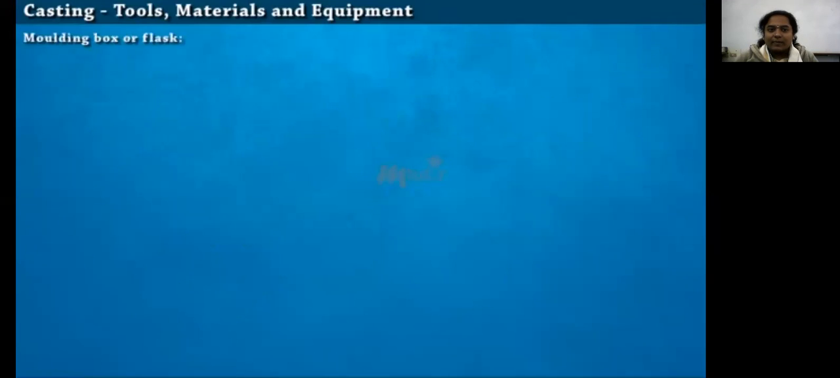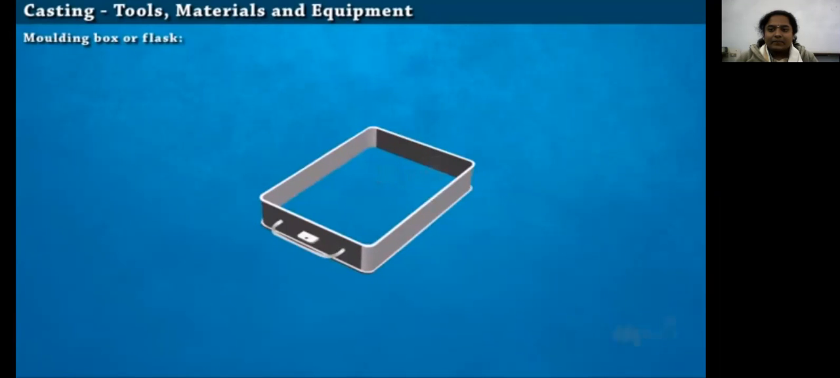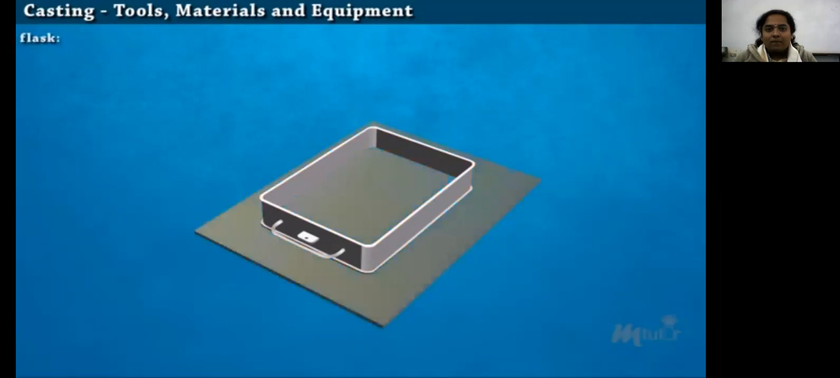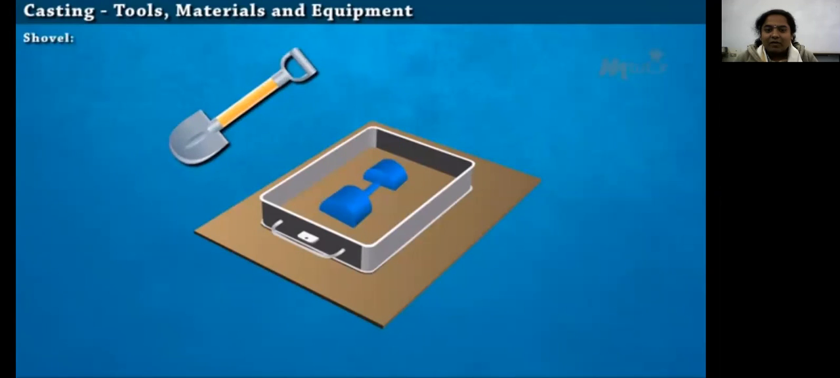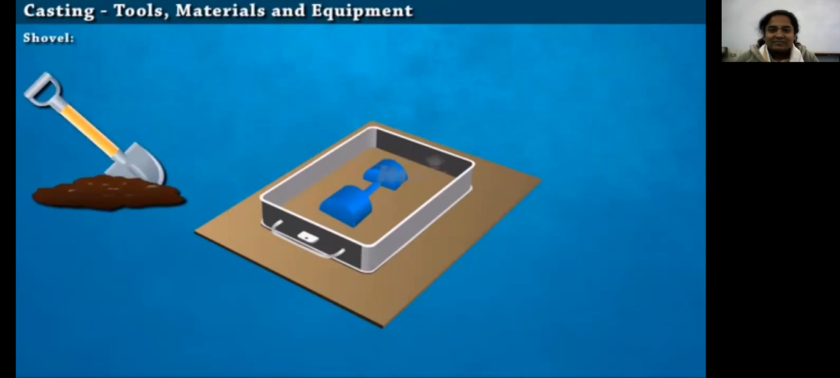Molding box or flask, box that holds the molding sand. It is open at the top and the bottom. Pattern. It is the replica of the object to be made by the casting process. Shovel. It is used for mixing the molding sand and used for moving it from one place to the other.